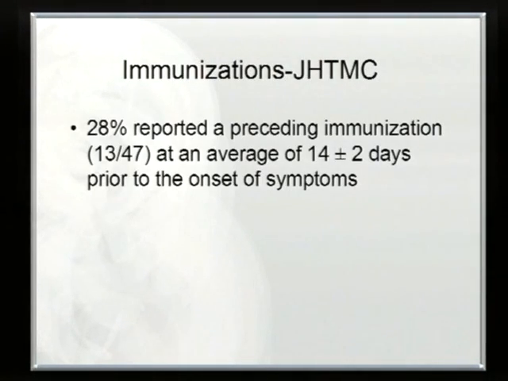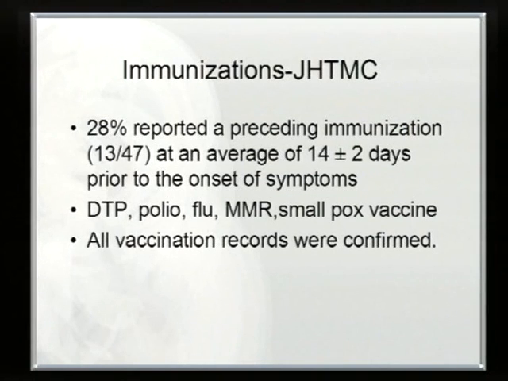This is some information that we looked at regarding whether there is a link between the common childhood immunizations and transverse myelitis. In our group, 28% reported a preceding immunization, 13 out of 47 cases, at an average of 14 plus or minus 2 days prior to the onset of symptoms. The immunizations that were reported were the DTP, polio, flu vaccine, measles, mumps, and rubella, and 1 case of smallpox vaccine. And all the vaccination records were confirmed.